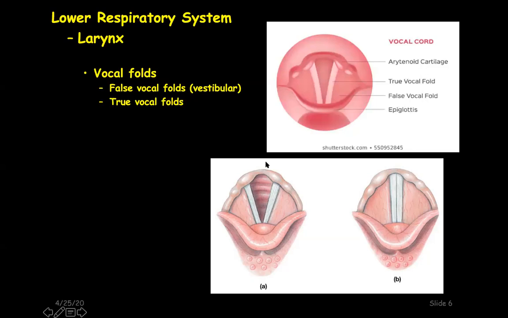Superior to the true vocal folds are those false or vestibular vocal folds. They're relatively inelastic. They're covered with mucous membranes. They're superior to the true vocal folds, and they help to prevent foreign objects from entering into the larynx and to protect those delicate vocal folds.